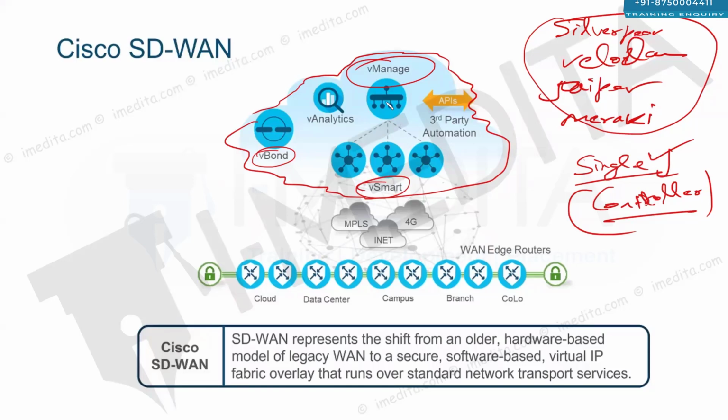Because in Cisco SD-WAN, we see that there are many control components, right? But others like Silver Peak, Velo Cloud, Juniper, Meraki, and many more, they have only a single controller. So they would have an all-in-one kind of controller. That single controller will have all functionalities supported.